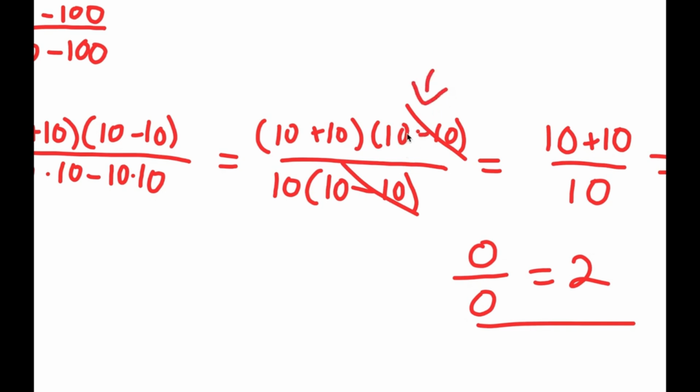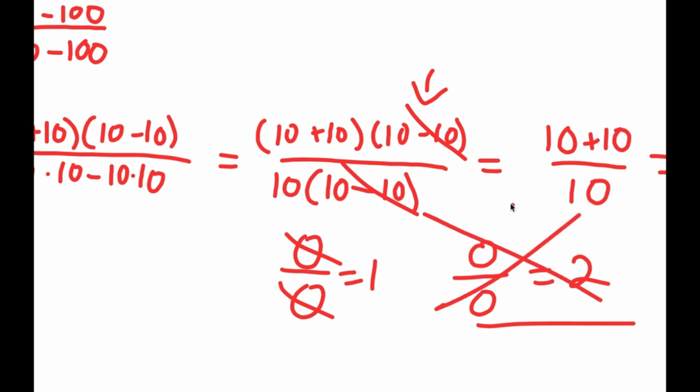Remember how I canceled out the 10 minus 10 over 10 minus 10? Well, what is 10 minus 10? 10 minus 10 is 0. So that's saying that 0 divided by 0 is 1. And I can't cancel these two out because 0 divided by 0 is not 1, so that is wrong. And 0 divided by 0 is not equal to 2.